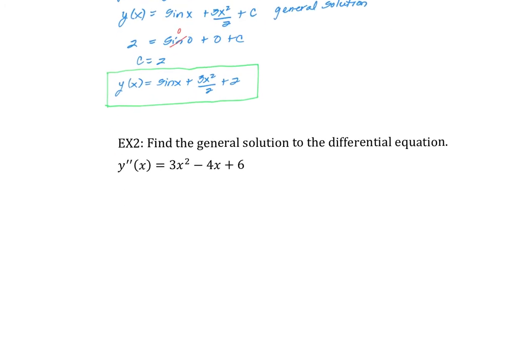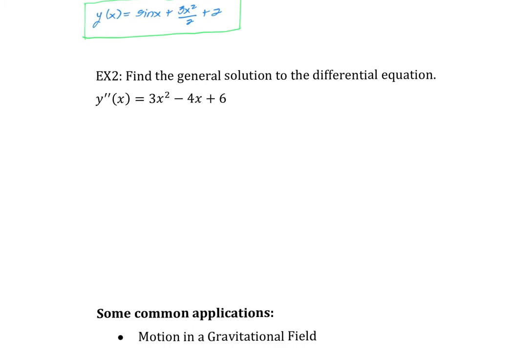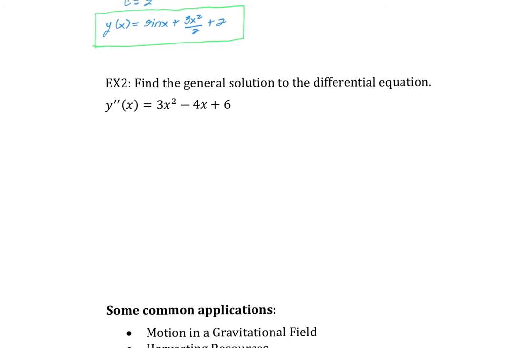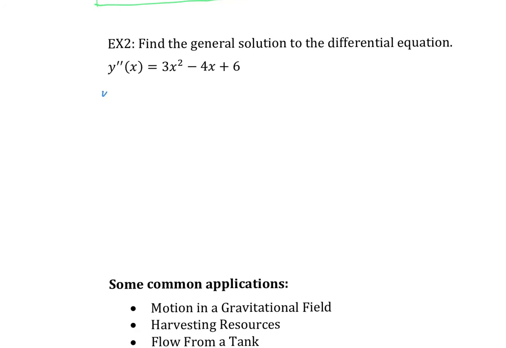As an example 2, if you're not given specific conditions, then the most you can do is find a general solution. In example 2, we want to find our general solution to this differential equation, and this is a second order differential equation. So that means that we have to integrate twice. To find y prime, or the first derivative, we have to integrate 3x squared minus 4x plus 6 dx.